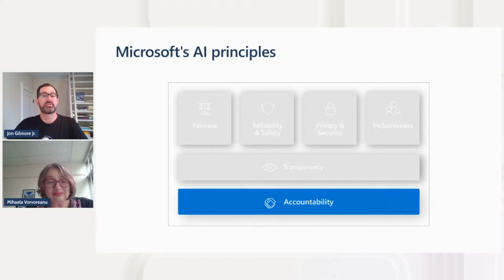All right. So our final principle, the second of our foundational principles, is accountability. We believe the people who design and deploy AI systems must be accountable for how their systems operate. The need for accountability is particularly crucial with sensitive use technologies like facial recognition.